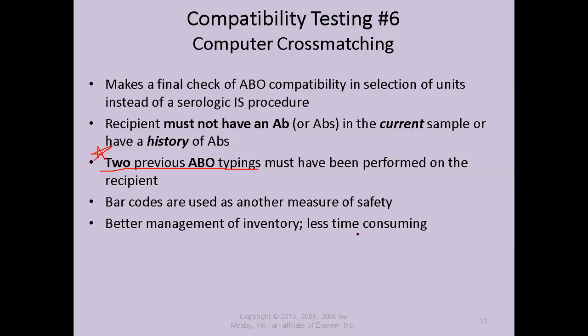So the computer is going to say, okay, I'm going to look through the A positive units we have in our fridge, and I'm going to pick the one that's going to outdate first. Meaning, if this unit is going to expire on Friday, I'd rather pick that one than one that's going to expire 2 weeks from now, because we don't want to waste these precious red cells. So the computer does the check. Just remember, no antibody now or previously, and 2 previous ABO typings.